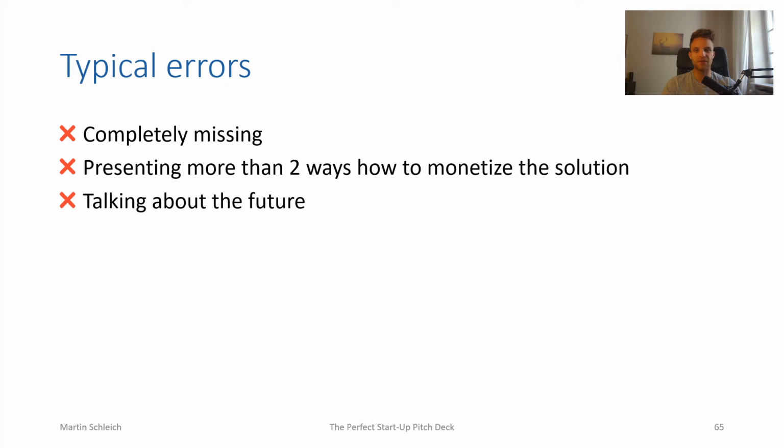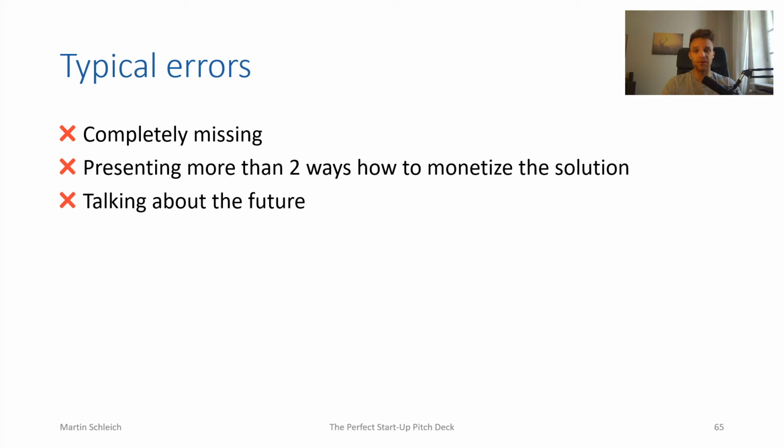So it's not a really good slide if there are like 4 revenue streams and you show everything that is possible. And that's also referring to the next point, talking about the future. You're a startup and you will shape the future with your solution. That's great. So you have to talk about the future.